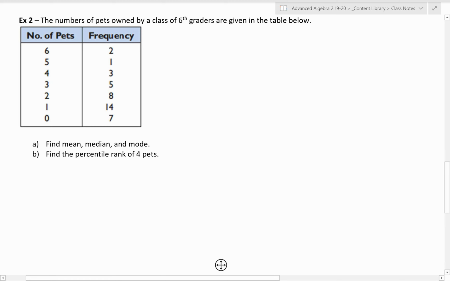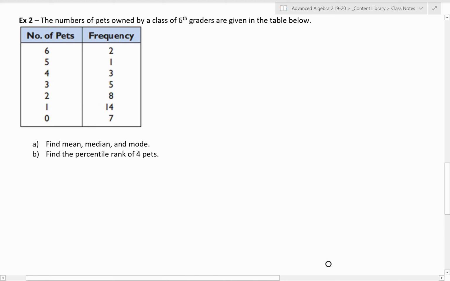It says the number of pets owned by a class of 6th graders are given in the table below. All right, so this is the number of pets that they own. On the left here is the frequency. That is the number of students who own a given number of pets. So 2 students in this class have 6 pets. 1 student has 5, 3 students have 4, and so forth. 14 students have 1 pet, and 7 of the students don't have any pets at all.